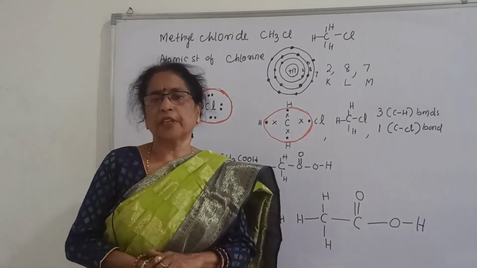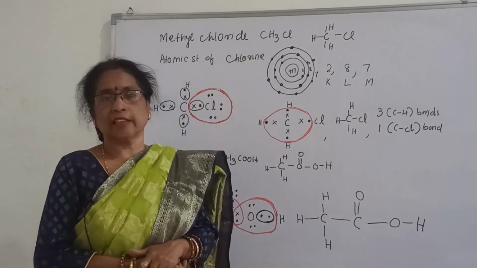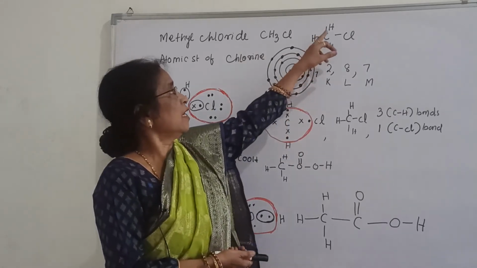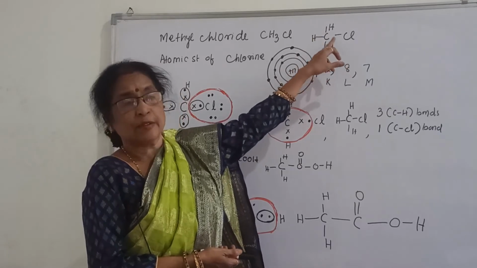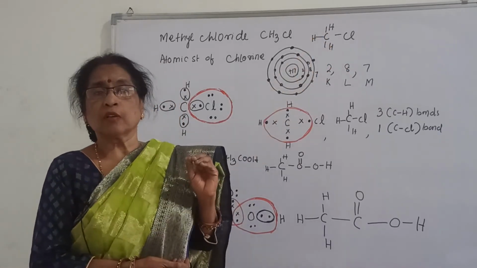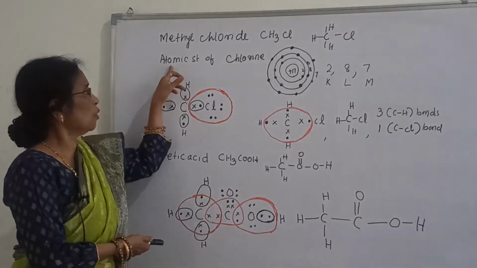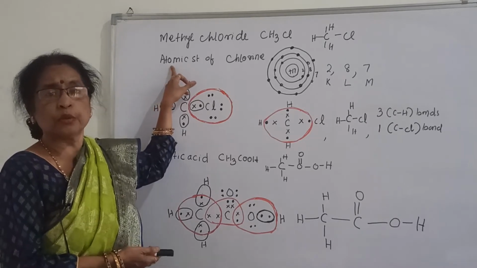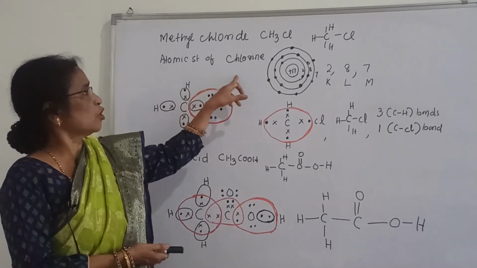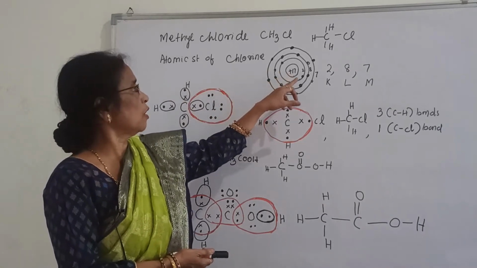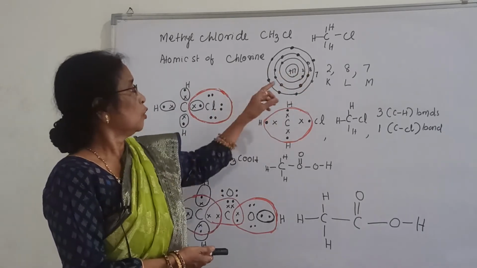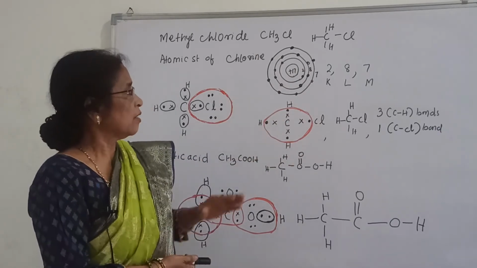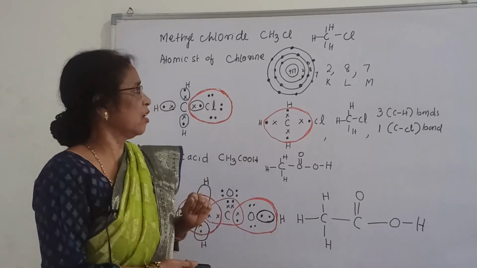What is the formula of methyl chloride? CH3Cl. Then what would be the structure? You should remember the structure in your mind: C with H, H, H and Cl, that means 4 covalent bonds. Now you know the electronic configuration of chlorine. Already I told you 2, 8, 7. The atomic structure here is +17, that is the protons, with 2 in the K shell, 8 in the L shell and 7 in the M shell. That means the outer shell contains 7 electrons.